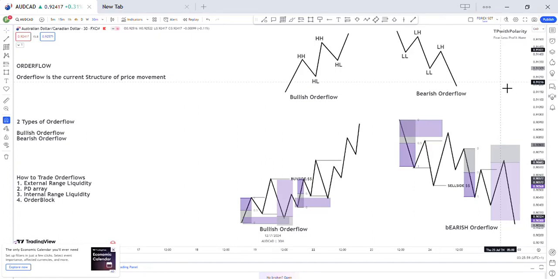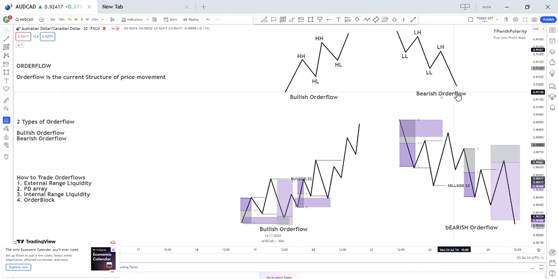As you all know, when price is moving from a higher high to a higher low to a higher high to a higher low to a higher high, sequentially we can say we have a bullish order flow. And when the price is moving from a lower low to a lower high to a lower low to a lower high, we say we have a bearish order flow. Just to break things down further, we have two types of order flows, the bullish order flow and the bearish order flow.